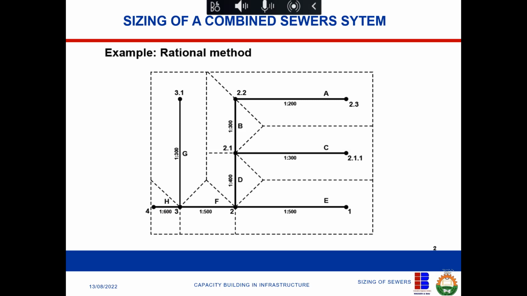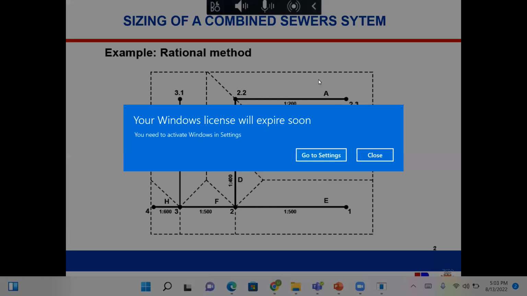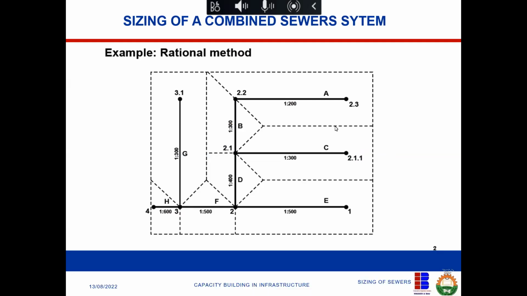So if you look at this catchment, let's assume that this is a catchment that is about 75 hectares. It's a regular catchment, but in real life, you're not going to get it this way. It will be somewhat irregular. So this is catchment A, this is catchment B, this is catchment C, this is catchment D, this is catchment E. So it is regular, but in real life, it might not be that regular. So catchment H is the last catchment before the outfall.